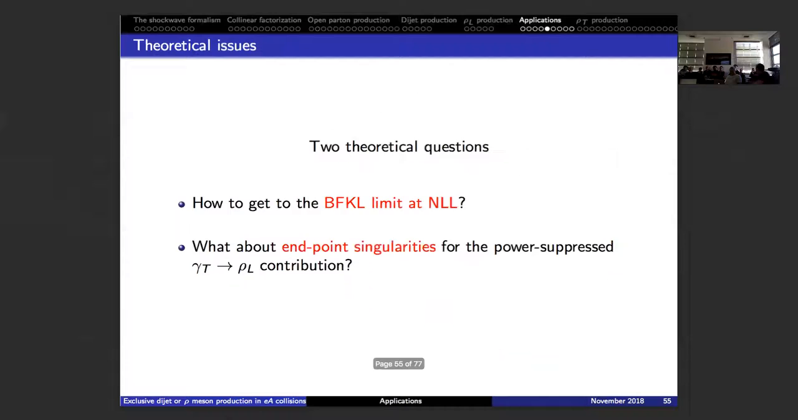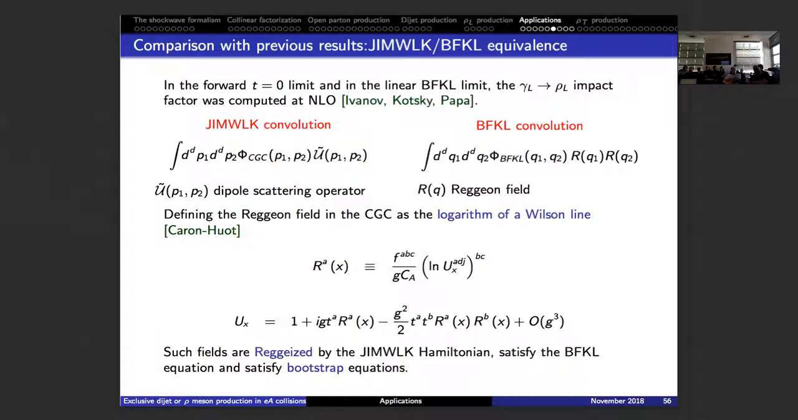Okay, there are two questions I would like to answer now. How you get the BFKL limit at next-to-leading log for diffraction, and what about endpoint singularities? So first, if you're doing diffraction, BFKL and shockwave contributions are completely different convolutions. BFKL convolutes the impact factor with Reggeon fields. JIMWLK convolutes the wave function with dipole operators. Those are very different objects, right? So I have to see how you define a Reggeon in the dipole scattering operator. And the standard way to do that is to use Simon's paper and just define the Reggeon field as the logarithm of a Wilson line in the adjoint representation.